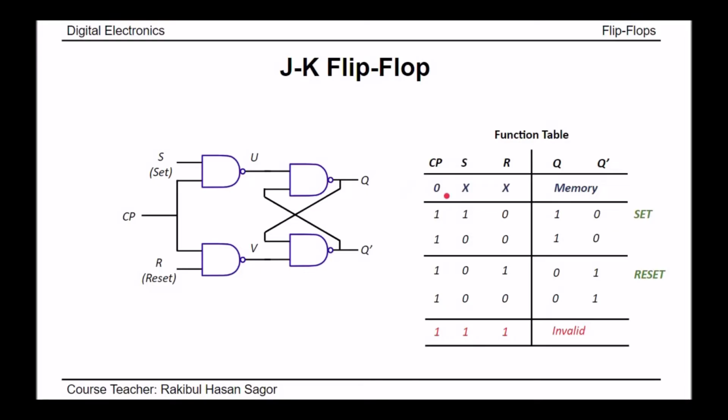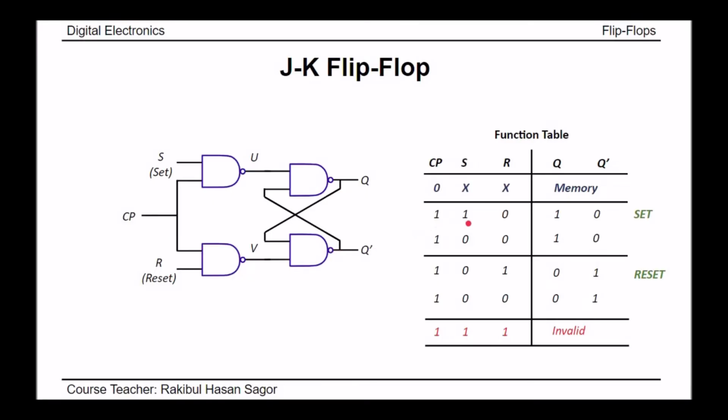So when clock pulse equal to 0, we do not care about the input in S and R, as one of the input of these both NAND gate is 0. The output Q will hold the previous value. But when clock pulse value is 1, that means one of the input of this NAND gate and this NAND gate is 1. Now we need to see what is the value of S and R.